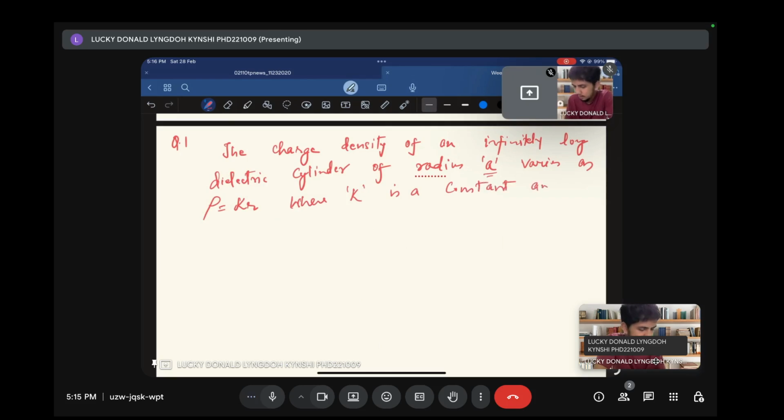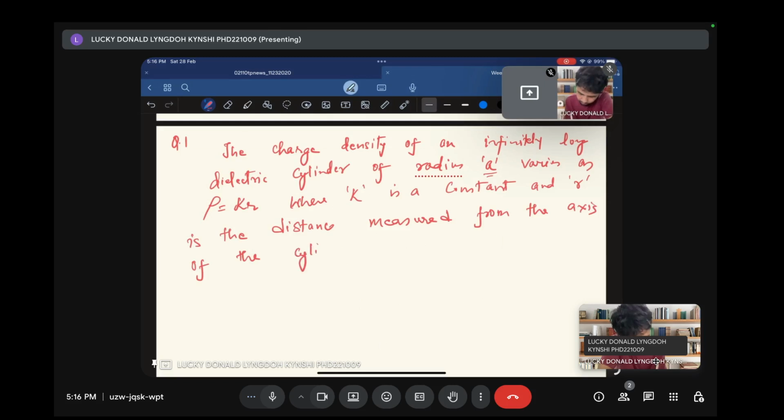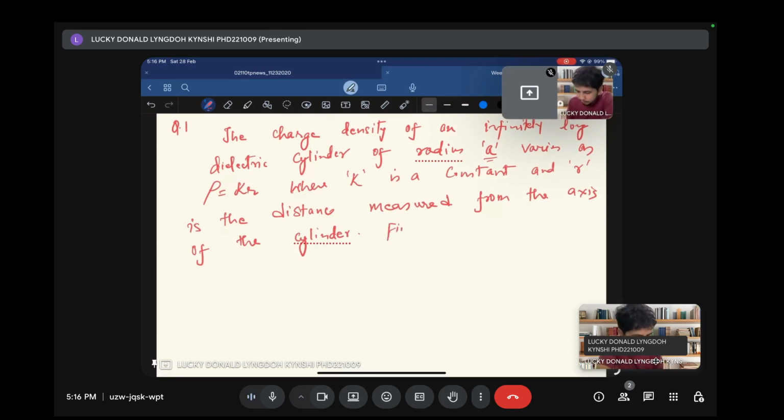and r is the distance measured from the axis of the cylinder. Okay, what is the question? First one is: find the magnitude of the electric field, let's say E, at the surface.